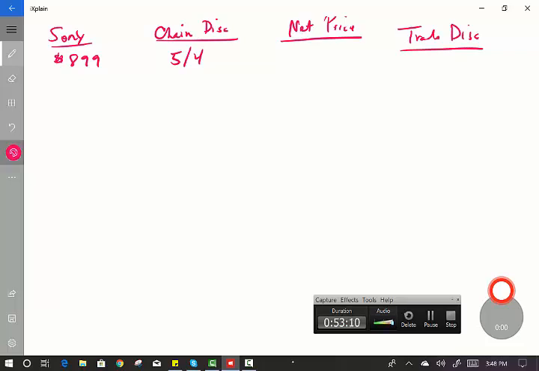Okay. So technically, one of the things that I could do to simplify this particular problem is I can take $899 and multiply it times the complement of 5, which is 0.95, and multiply that result times the complement of 4, which is 0.96, and then that will equal the net price of $819.89.